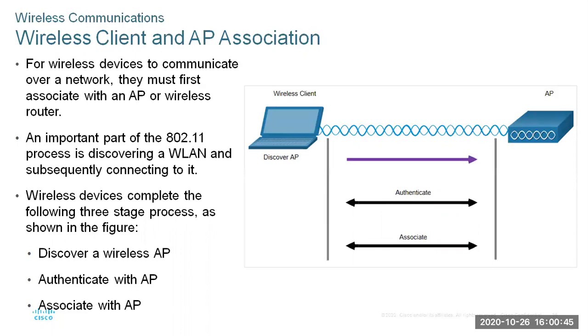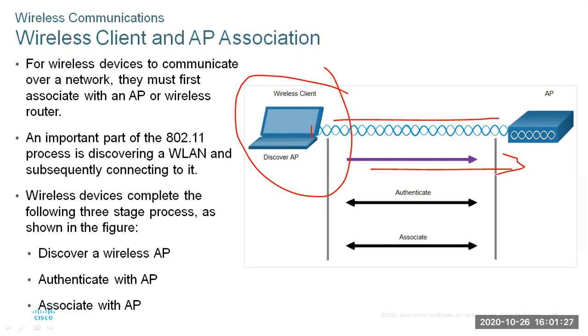All right. So for a wireless device to communicate over the network, it must first associate itself to an access point or an access router or a wireless router. And the important part is that the protocol standard that governs it is the 802.11 standard. And how does this take place? The wireless process begins by first discovering the access point. Maybe you have this laptop here. You check the wireless, and then it sees the access point name, and then it makes an attempt to connect, as you see here.